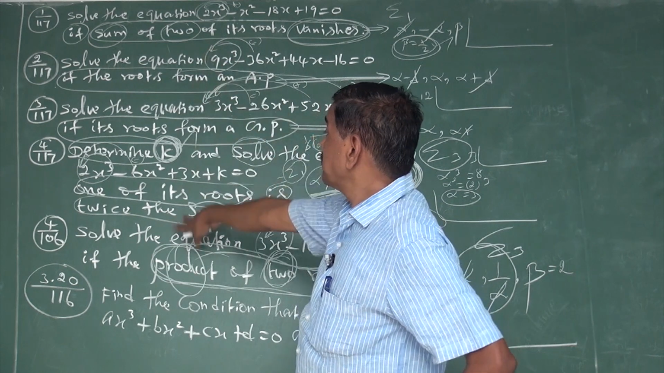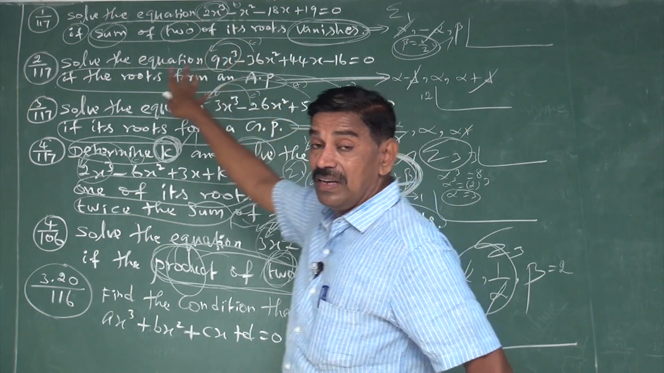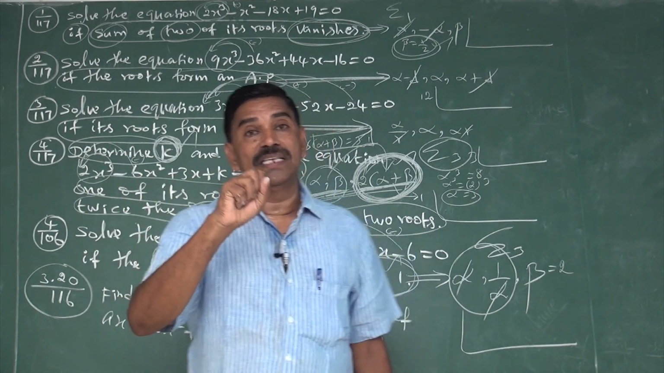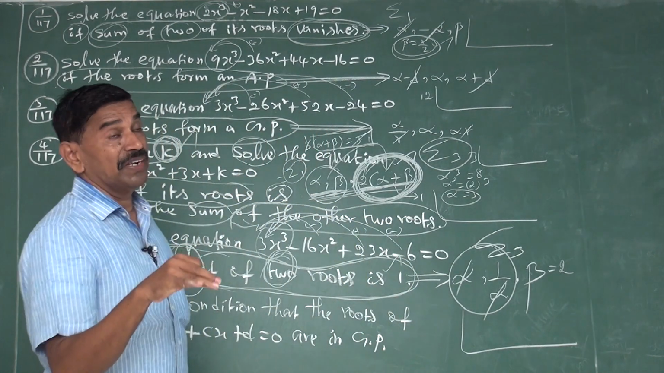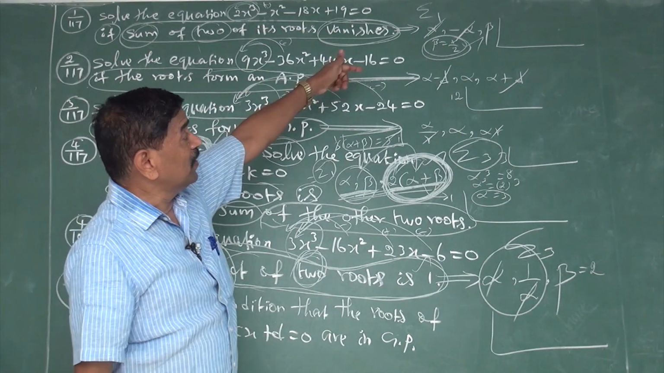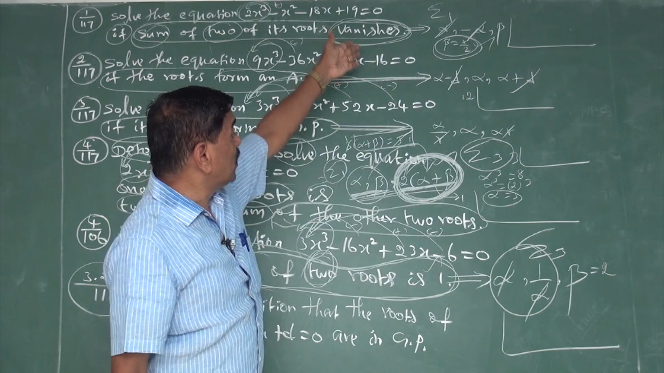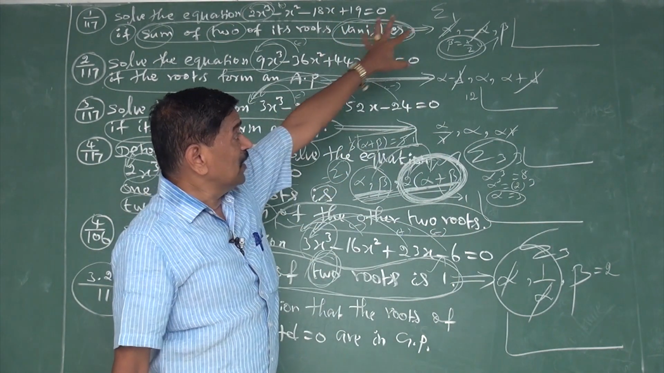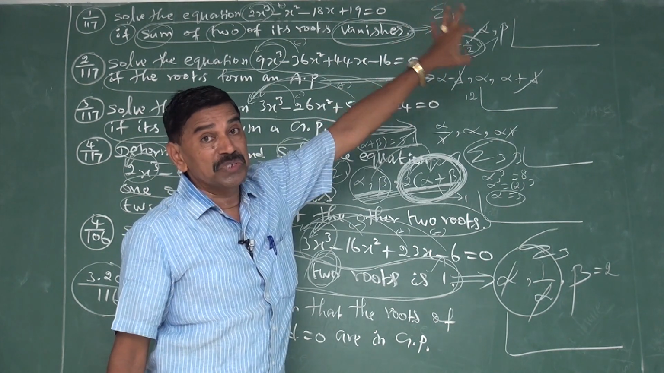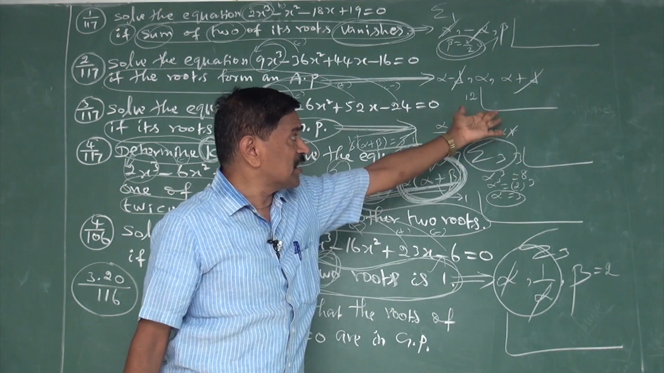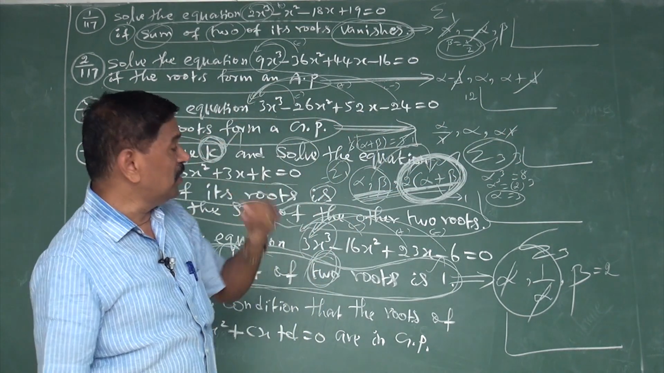So all the 5 questions are conditional cubic equations. Cubic equation means it has 3 roots and the condition is given. Using the condition, we are going to get one root, and then use synthetic division. In all these questions we want to use synthetic division. Use the condition, identify one root, then use synthetic division, then you get a quadratic equation. Solve the quadratic, we get totally 3 roots, that's all.